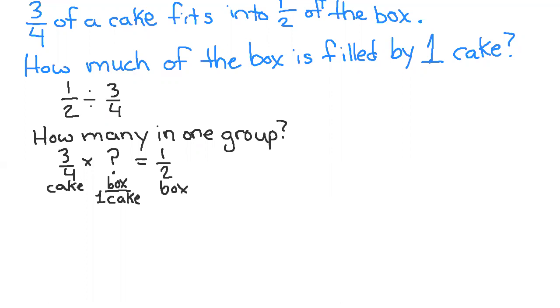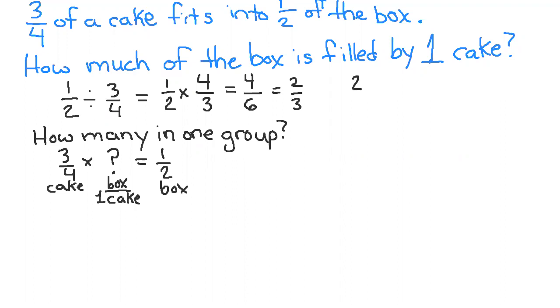All right, if we solve this problem through the invert and multiply algorithm, then we take 1/2 divided by 3/4. We keep the 1/2. We flip the second fraction, and we change the operation to multiplication. Multiplying across the numerators, we get 4. Multiplying across the denominators, we get 6. And if we reduce this, we get 2/3.